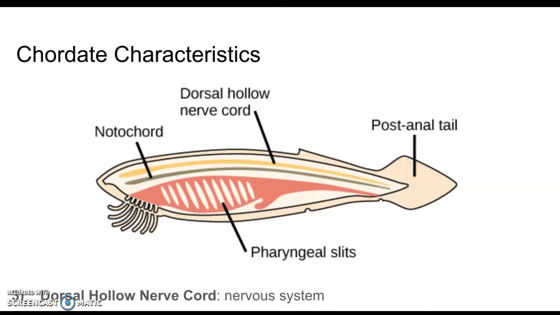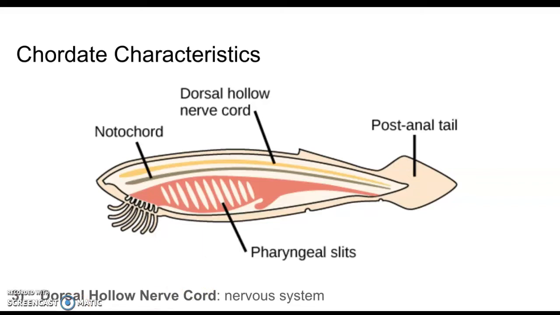The next one is the dorsal hollow nerve cord, and this basically is what will develop into the nervous system. Now the anterior end in here is where the brain will develop, and the posterior is where the spinal cord will develop. In invertebrates that are not chordates, the nervous system is actually in the ventral part. Remember, ventral means front of the digestive system. But in chordates, it's actually in the dorsal part. So it's in the back of the organism as opposed to on the front.